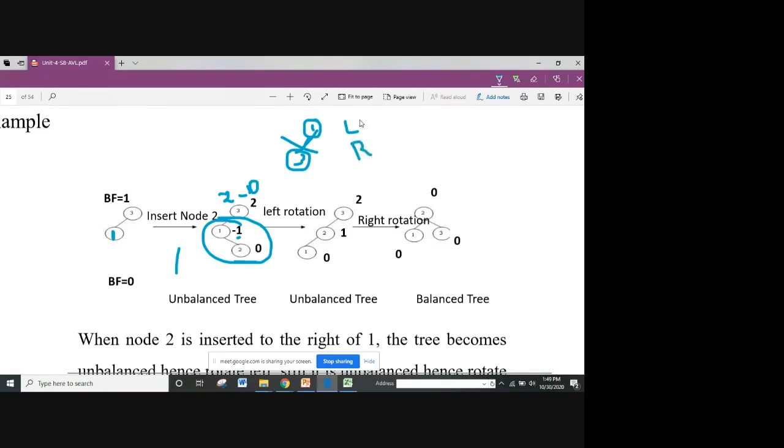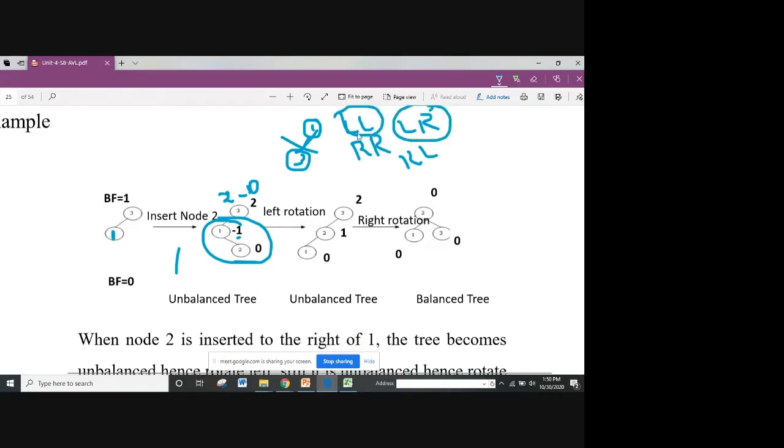Or LL, RR, or LR, or RL. These are the 4 types, right? So when you insert it in the right side of 1, you know that you have inserted on the right side. So my rotation I have to do in the left. So either LL will be chosen, or this should be chosen.